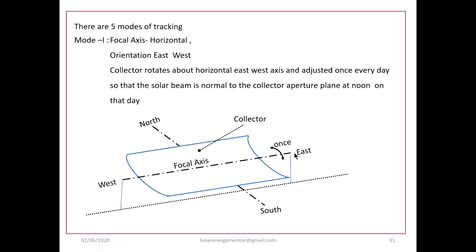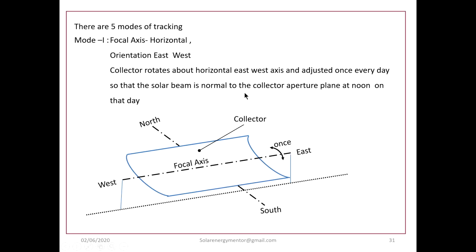Its orientation is east to west. So this is east side, this is west side, then this is north and south. So this orientation is east to west. So sun is rising from here, it is setting here. So sun moves like this. And the collector rotates about horizontal east-west axis. So collector rotates like this. So it moves like this.